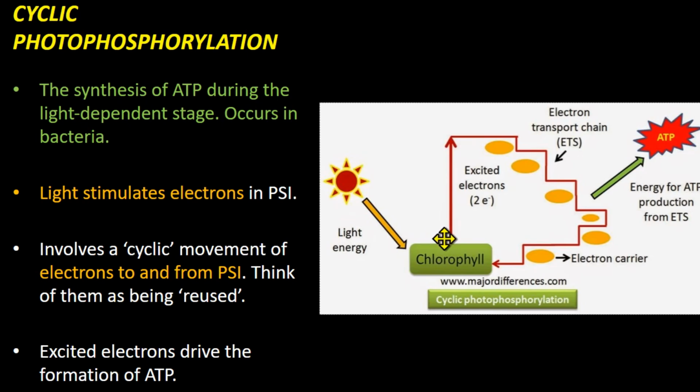And when these electrons get excited, they're going to move along this electron transport chain. These are made up of electron carriers, which you could think of as little protein complexes that are able to shuffle electrons along. Think of them like a conveyor belt for electrons. This is going to happen in a cyclic manner because the electrons that get released actually return to the photosystem, so you could think of them as being continuously reused, at least until they run out of energy. So these excited electrons would drive the formation of ATP.